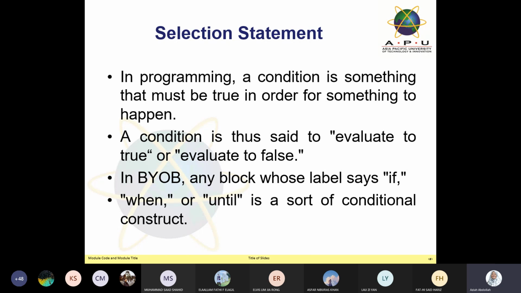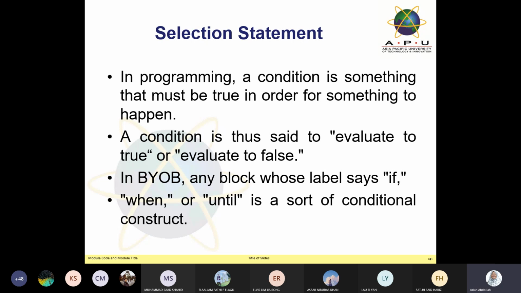So in BYOB, any block labeled with if, when, or until is a sort of conditional construct or structure. In BYOB or Snap or Scratch, any block labeled with if, when, or until is a sort of conditional structure. But in other programming languages, they only have if-else, if, and switch case. That is the difference.